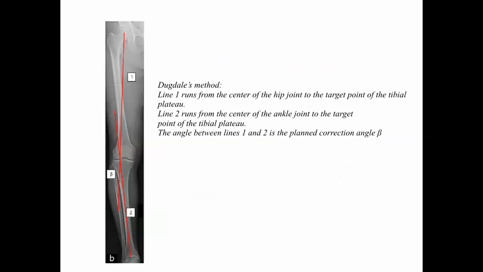Next is the Dugdale method. This is the method which was changed by Dugdale. A line is drawn from the center of the femoral head to the Fujisawa point, and one more line is drawn from the center of the ankle to the Fujisawa point. This angle is measured as beta. So this is the correction angle for the medial open wedge osteotomy.